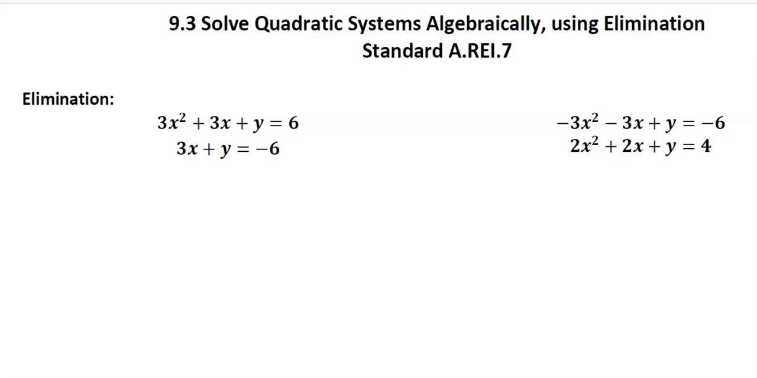If you have one variable, you can use one equation. If you have two variables, you need two equations. So in this system of equations, we have x and y. We need two equations in order to solve that.